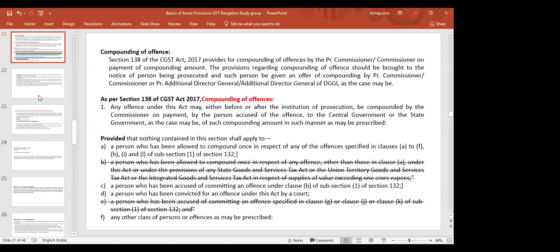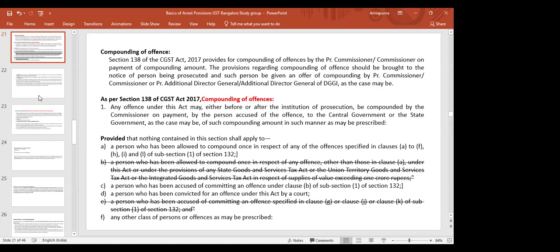See, 1 minute. See what happens: the person is arrested. Yes, sir. The person has filed for bail. In the bail application, he has said he has not committed the offense. Then how can you go for compounding under 138? We cannot go, sir. No, it is not that it comes very late. Section 138 is after arrest and before institution of prosecution.